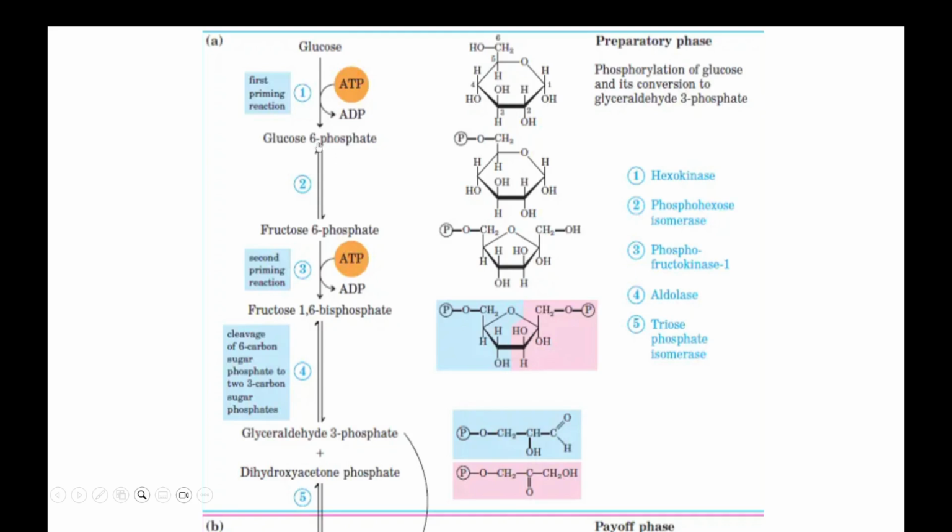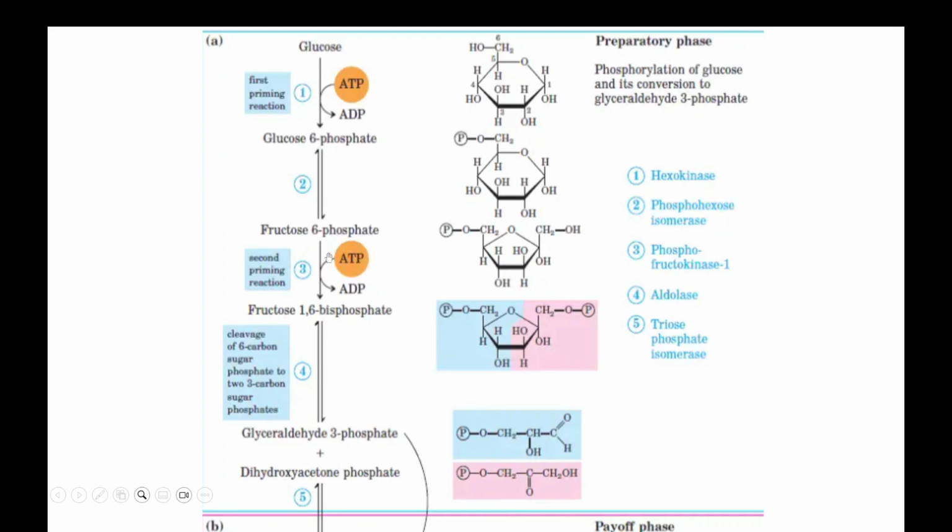Okay, then from glucose 6-phosphate to fructose 6-phosphate. So what is basically happening here? Glucose and fructose are isomers. Okay, so the enzyme that will be used is isomerase. And hexose refers to a 6-membered carbon ring substrate in glucose and fructose. So isomerase is used for converting glucose 6-phosphate to fructose 6-phosphate.